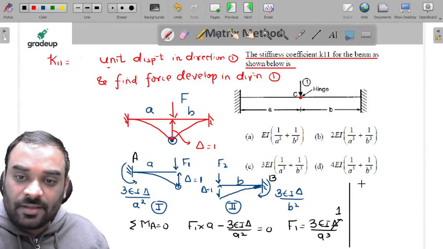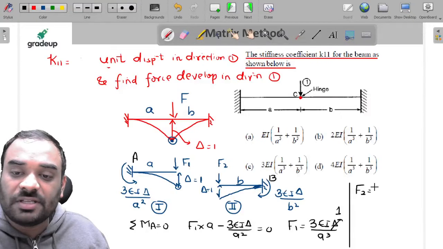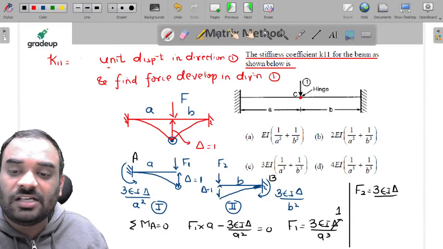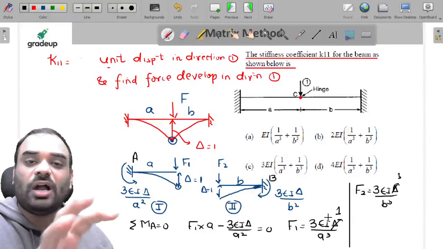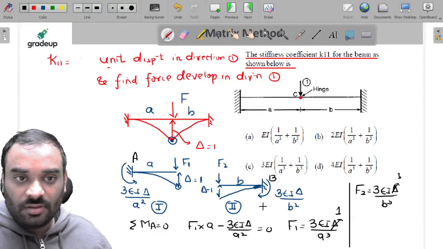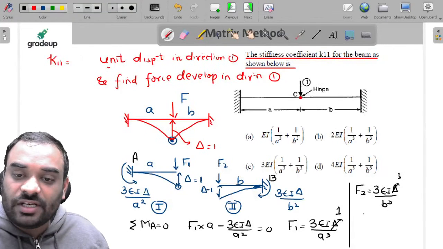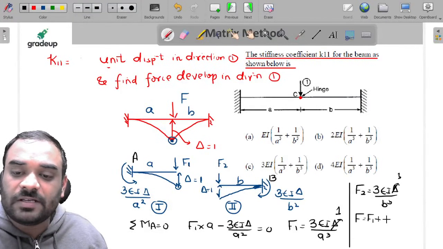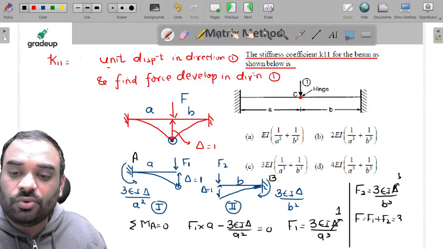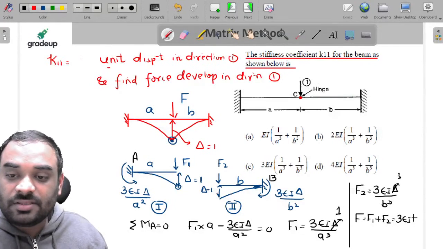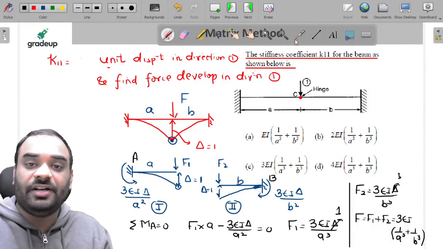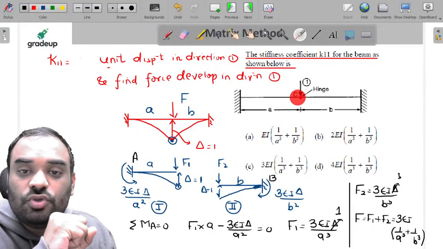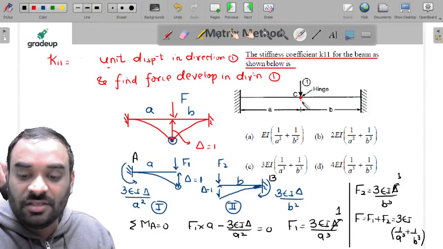Similarly, if you solve the second part, you will get F2 equal to 3EI delta by B cube, and delta is equal to 1. So you just have to add both of them. F is equal to F1 plus F2, which is equal to 3EI times bracket 1 by A cube plus 1 by B cube. And this is the force required to give unit displacement at this particular joint. So what will be the answer?